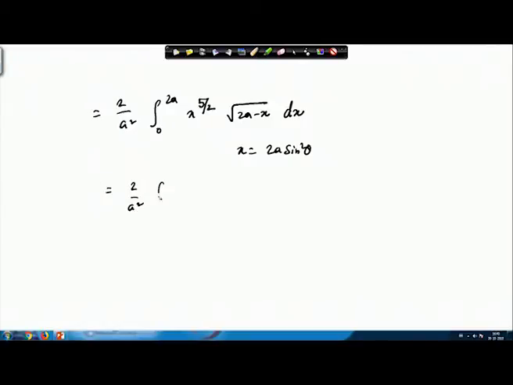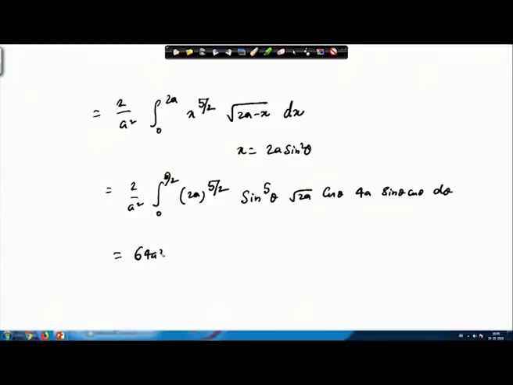2a square integral from 0 to pi by 2, 2a to the power 5 by 2, then we will have sine to the power 5 theta, then square root of 2a, of course, then cos theta, then 4a sin theta cos theta d theta. So, ultimately this whole thing will reduce to 64a square integral from 0 to pi by 2 sin to the power 6 theta times cos square theta.